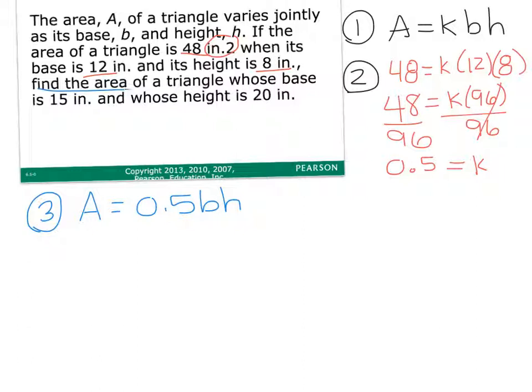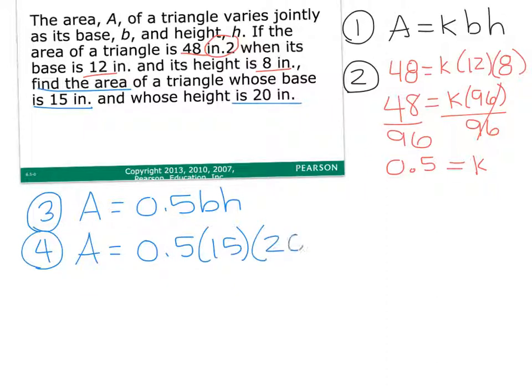Find the area. So I have no idea what my A is. When the base is 15 inches, so where the B is located, I'm going to substitute in 15, and the height is 20. I'm going to let my calculator do that multiplication for me, and this should come out to be 150. Now, if you're good about labeling, since this is area, you should label it as square inches. Like that.